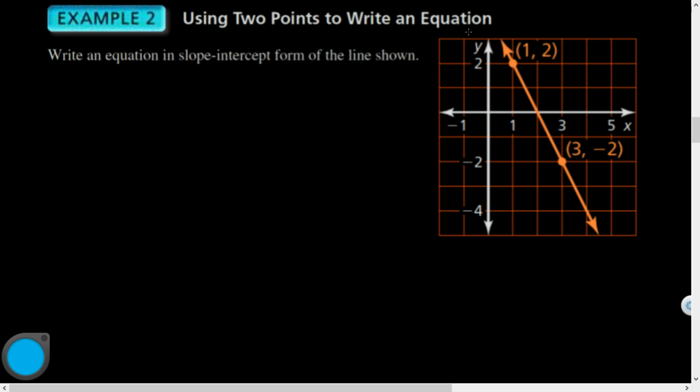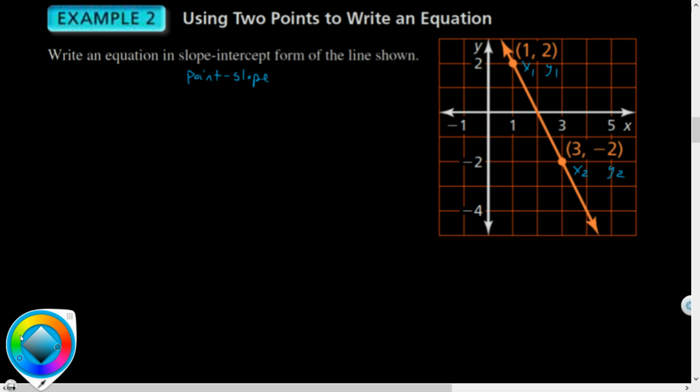Let's see, using 2 points to write an equation. So here's my 2 points. It says write an equation. Oh, that's interesting. They switched it up for us. Slope-intercept form. Let's start with point slope form. All right, temporarily, let's do point slope. Okay? So let's first find the slope. Let's label this X1, Y1, X2, Y2.